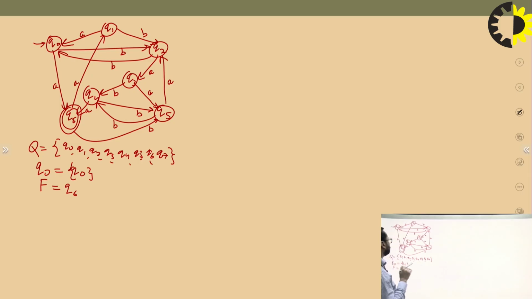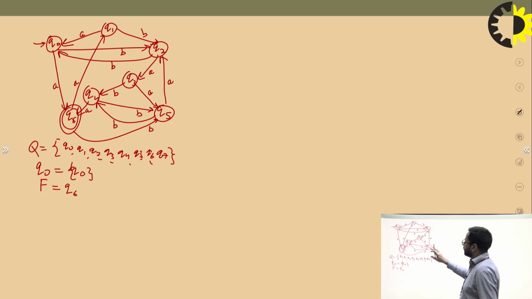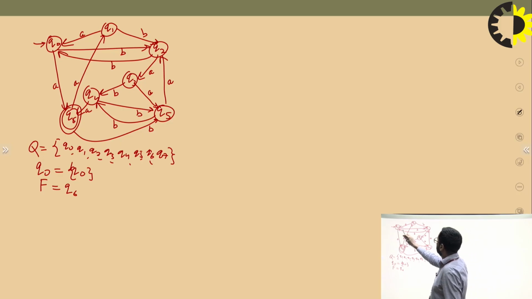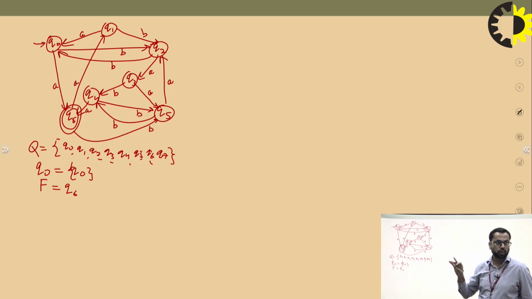So the first step for the partition method is to eliminate the inaccessible states. In this particular question, we do not have any inaccessible state. How can we find that? From Q naught we can traverse to Q1, then Q2, and by using these steps all the states are covered from Q naught, so we can conclude that there is no inaccessible state.